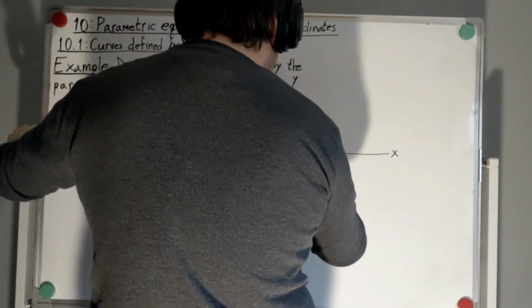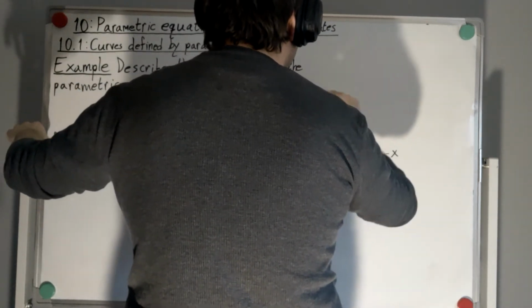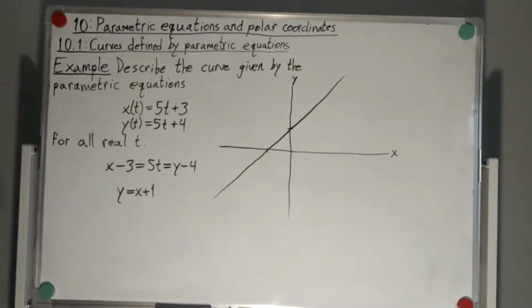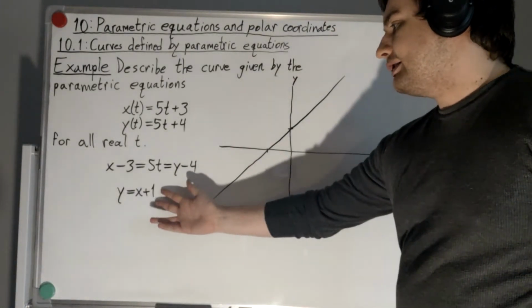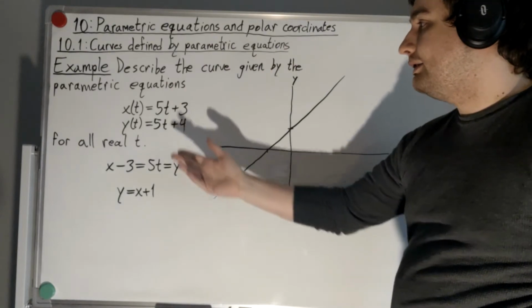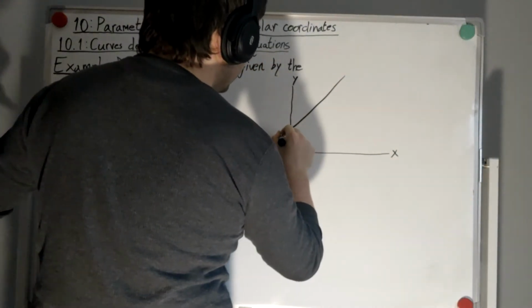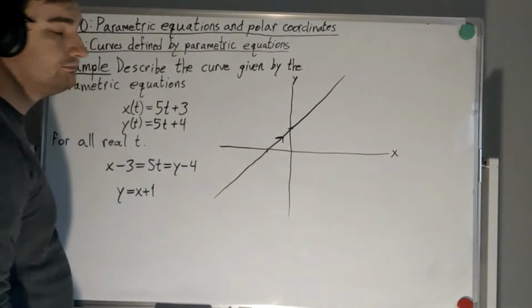So it looks something like this, right? And by the way, unlike the Cartesian description, this parametric description does have a direction to it. As t increases, x and y are both increasing. So as t increases, the curve is being traversed this way.